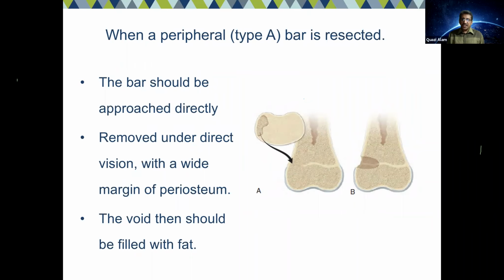So if it is a partial bar, how are you going to resect it? The idea is to approach it directly through its lateral peripheral surface under direct vision, remove it completely along with a wide margin of periosteum, and then fill the gap with autogenous fat.